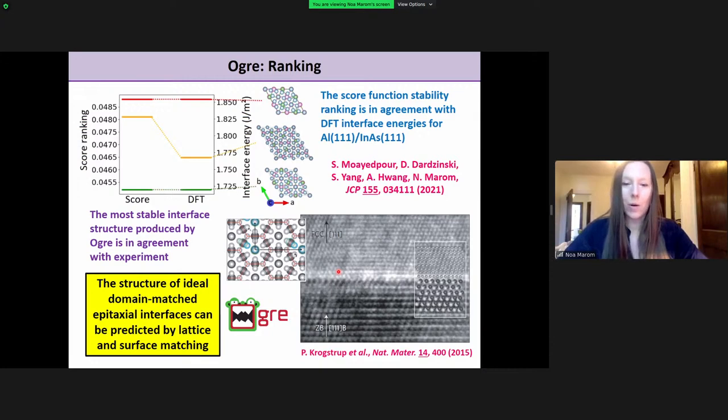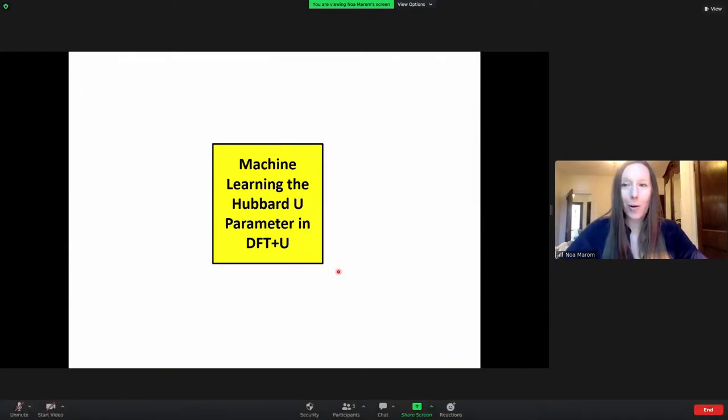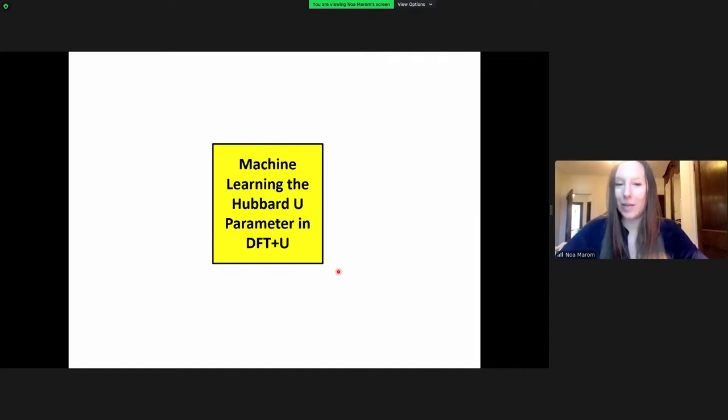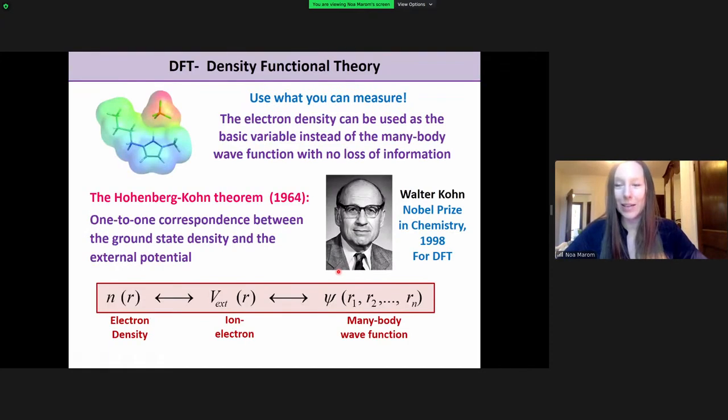Okay, so now that we have the structure of the interface, we want to study its electronic properties by the DFT plus U method, which I'm going to describe momentarily. And we machine learn the value of U for each material. So I'll start by explaining a little bit about density functional theory. That's the method we use to calculate electronic properties of materials and interfaces.